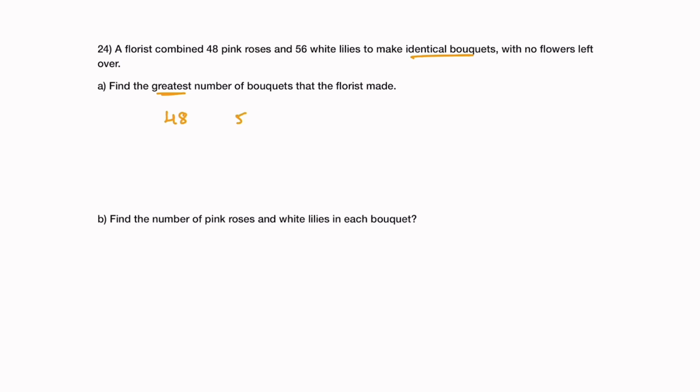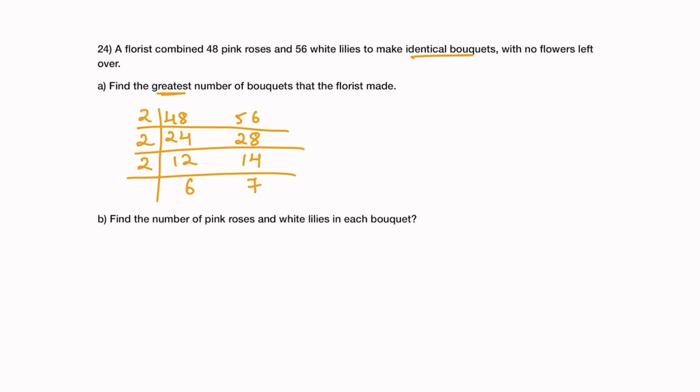48 and we say 56 here. We go with 2. So that's 24 and that's going to be 28. Right? 56 divided by 2. Again, both are even. We go with 2. So that's 12 and that's going to be 14. Again by 2. That's 6 and that's 7. No more common factors. So we say 2 times 2 times 2. Right? This part. That's 8. So 8 bouquets the florist can make.